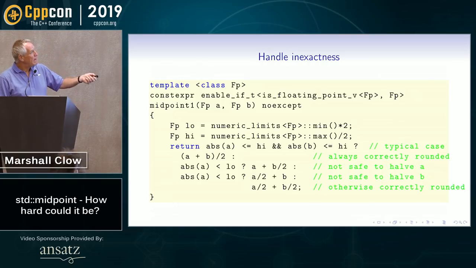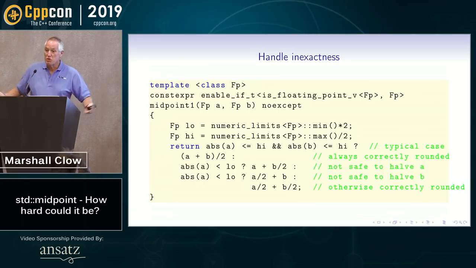You see max over 2 here, this max over 2. So if the numbers are bigger than half of the largest finite value, we halve them and then add, rather than adding, which will give us an infinity, and then halving, which will stay at infinity.